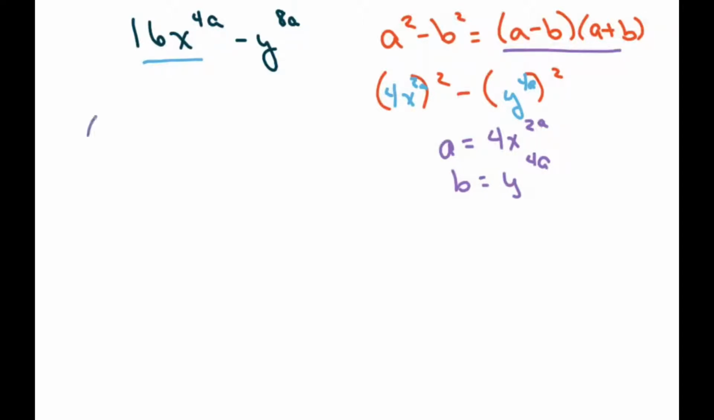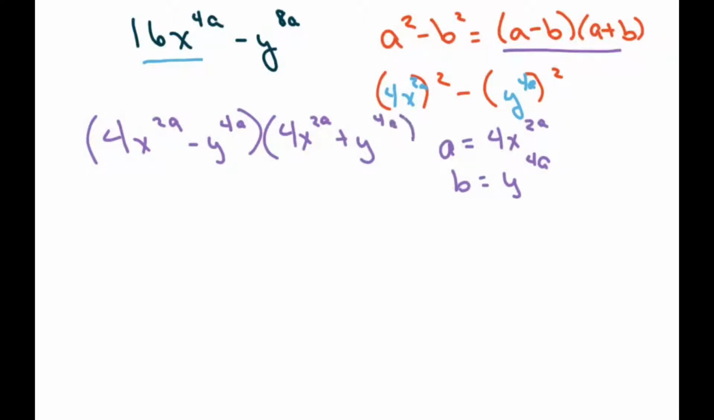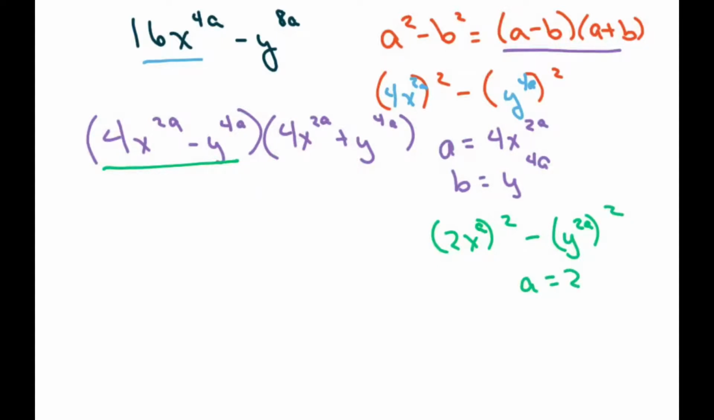So let's fill that out. We have 4x to the 2a minus y to the 4a times 4x to the 2a plus y to the 4a. Again, we can factor that more. So on that one, if I set my a and my b squared here, I'm going to get 2x to the a, and then this one's going to be y to the 2a. So your a is 2x to the a, and your b is y to the 2a. And then you just fill this out again.